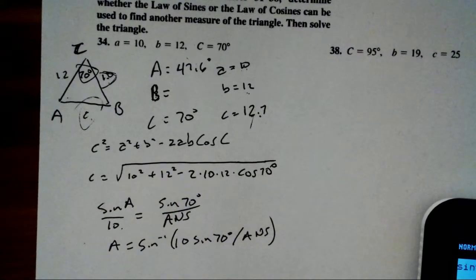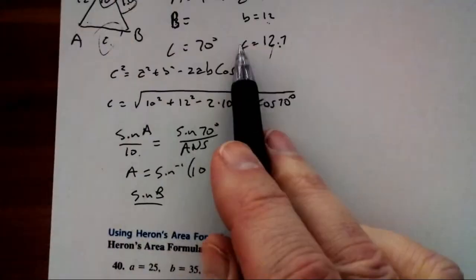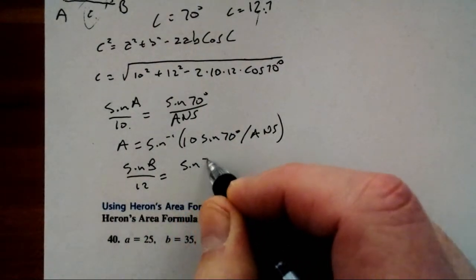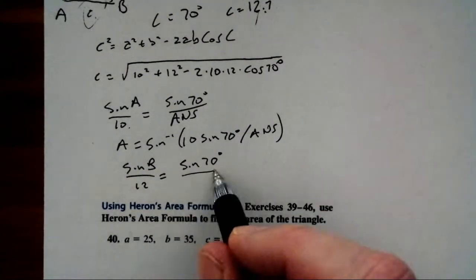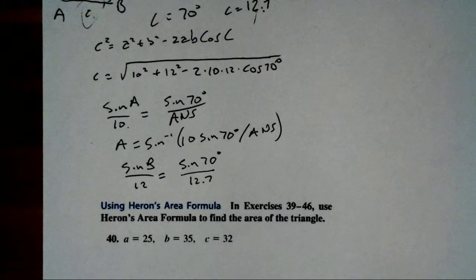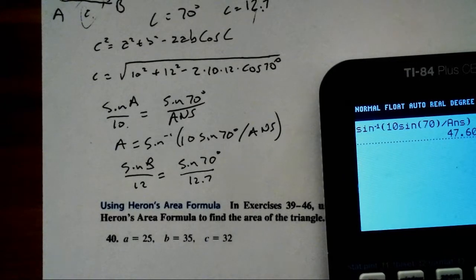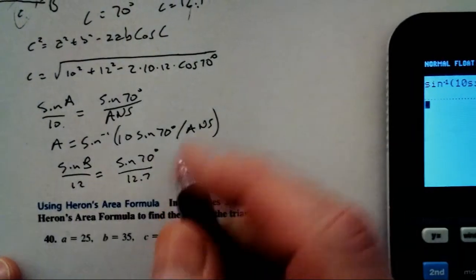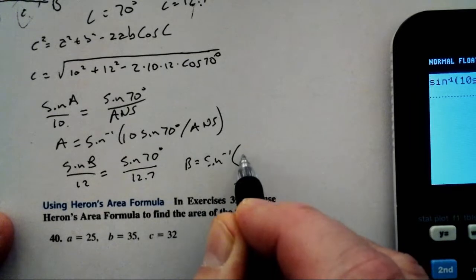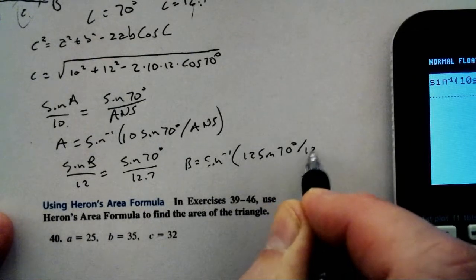So we'll fill that one in, 47.6 degrees. And now I'm going to go for angle B. So sine of B on side B, which is 12, equals sine of 70 degrees on, and now I can't use ANS, I'm going to use the 12.7. I could reload ANS if I wanted to, but 12.7. Okay, and so now when we solve this, we get B equals sine inverse of 12 times sine of 70 divided by 12.7.